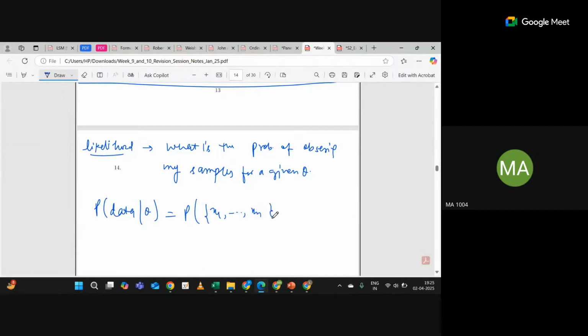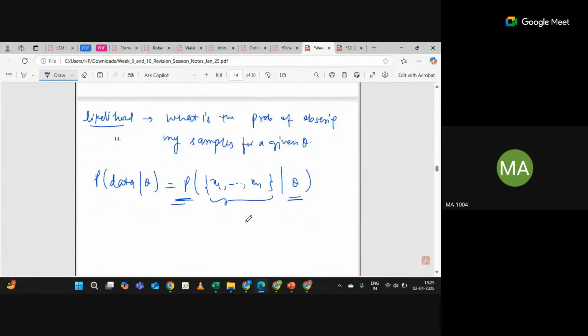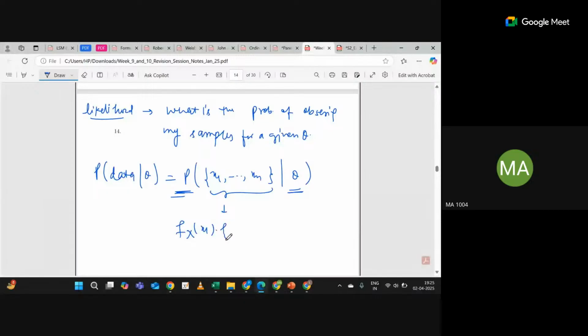And what are x1, x2, xn here? This is the sample only, right? So you are interested in the probability of observing your data, sorry, observing your samples for a given theta. How will you observe your samples? This is nothing but fx of x1 into fx of x2 and so on, fx of xn. That's all. This depends on whether it's discrete or continuous. Accordingly, we have to adjust with the PMF or PDF. Clear?